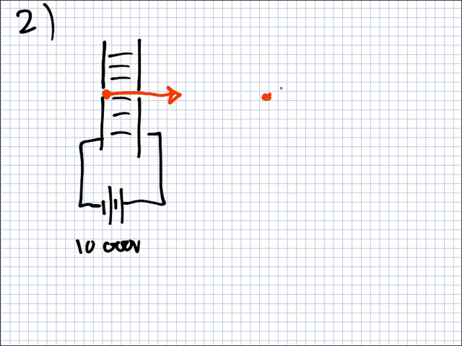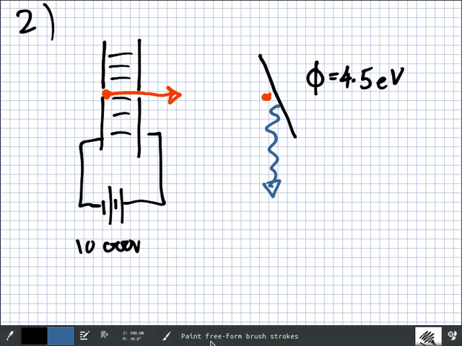And then it strikes some tungsten. Tungsten is a metal. And the work function of the tungsten is 4.5 eV. So the electron hits the tungsten and the result is a photon is released. Okay. And my question is, what is the wavelength of the photon?